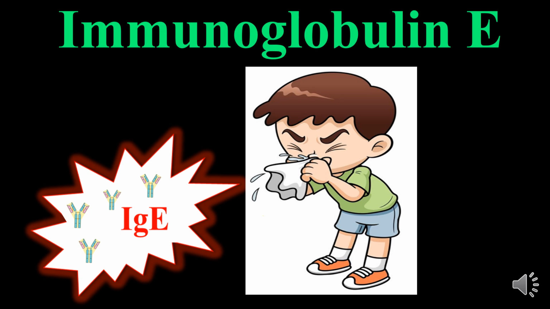In continuation with the lecture series on basics of immunology, today we'll discuss immunoglobulin E. Immunoglobulin E is also known as the reaginic antibody. Let's proceed.